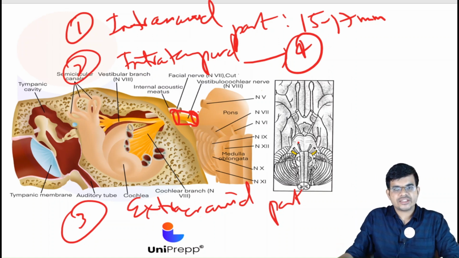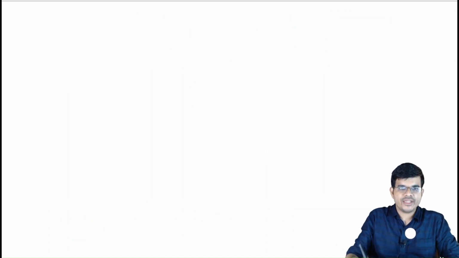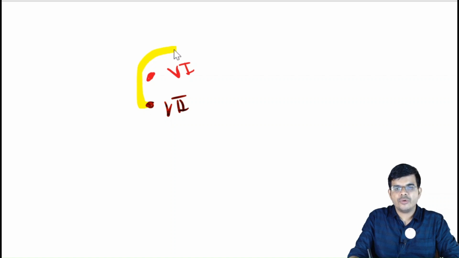So how is this intracranial part of the facial nerve going? First of all, it starts as facial nerve nucleus, right? It is seen below the 6th nerve nucleus. This is the 7th nerve nucleus, seen below the 6th nerve nucleus here, and this facial nerve comes from the 7th nerve nucleus. It goes curving around the 6th nerve nucleus to form the facial colliculus, right?